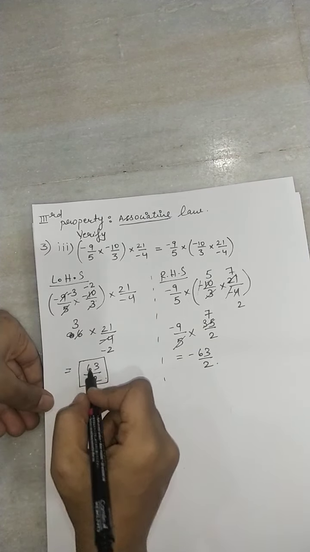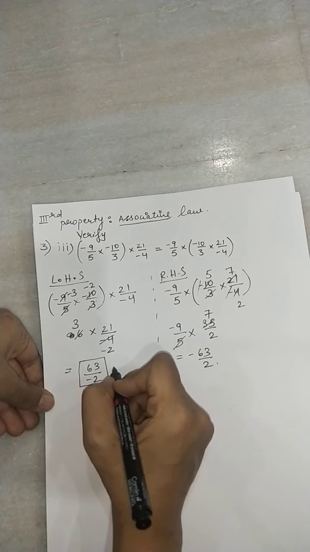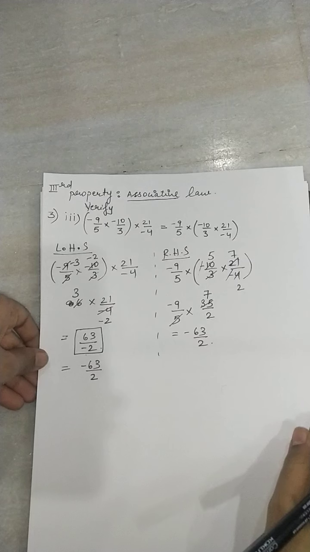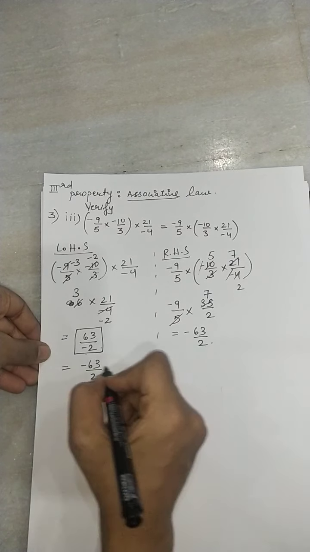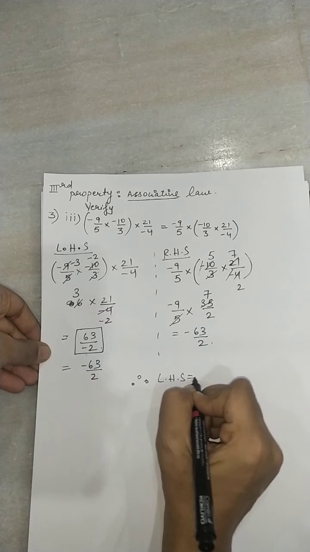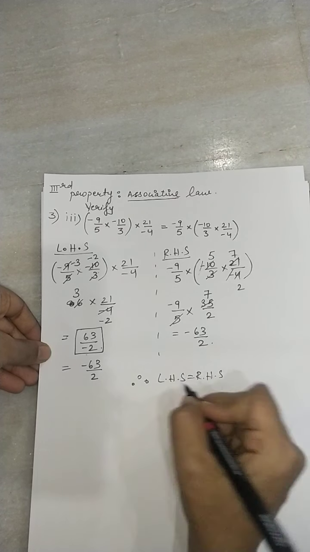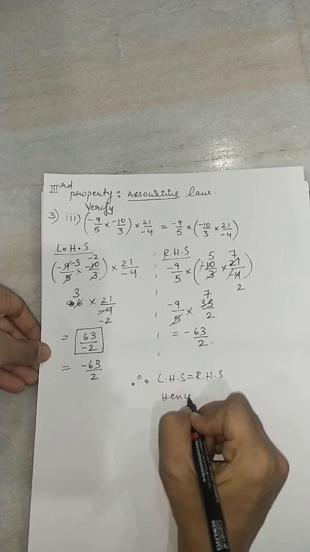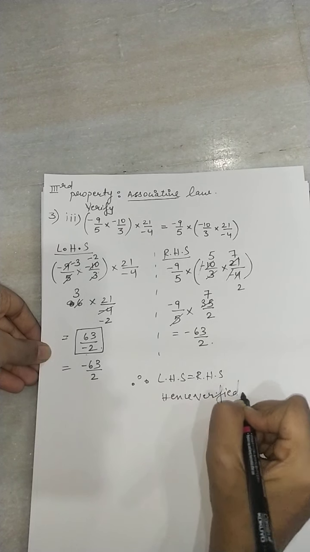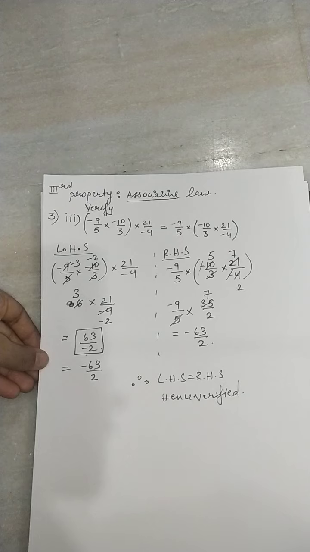So it's one and the same thing. You know the denominator can't be negative, so I can write it as minus 63 upon 2 also. Yes students. So therefore I've got LHS equal to RHS. Hence verified. So this is how you are doing the verification sums for all the three properties.